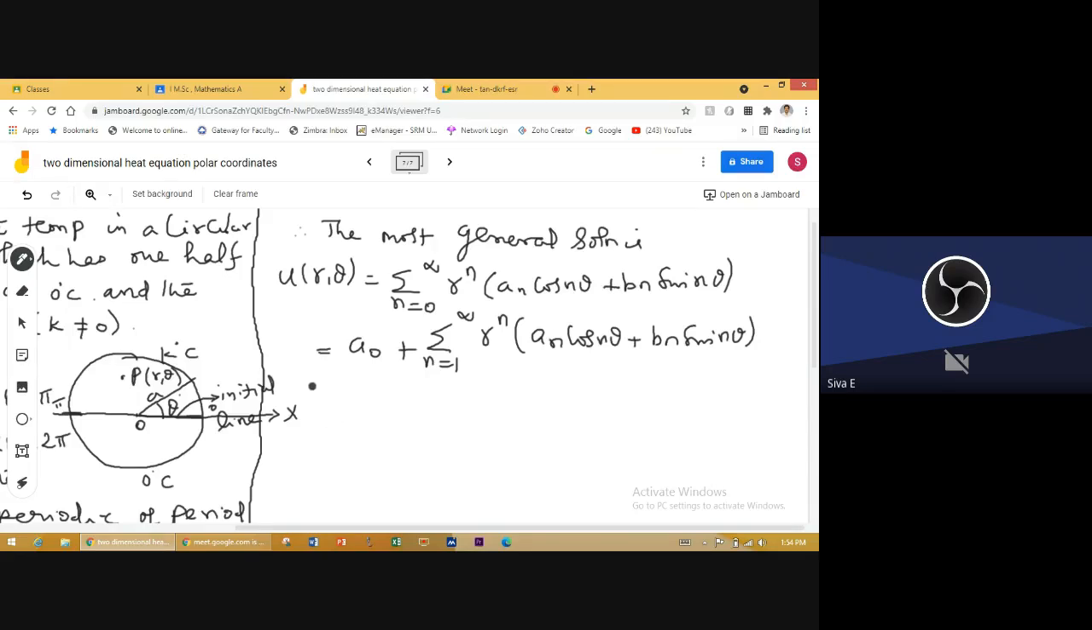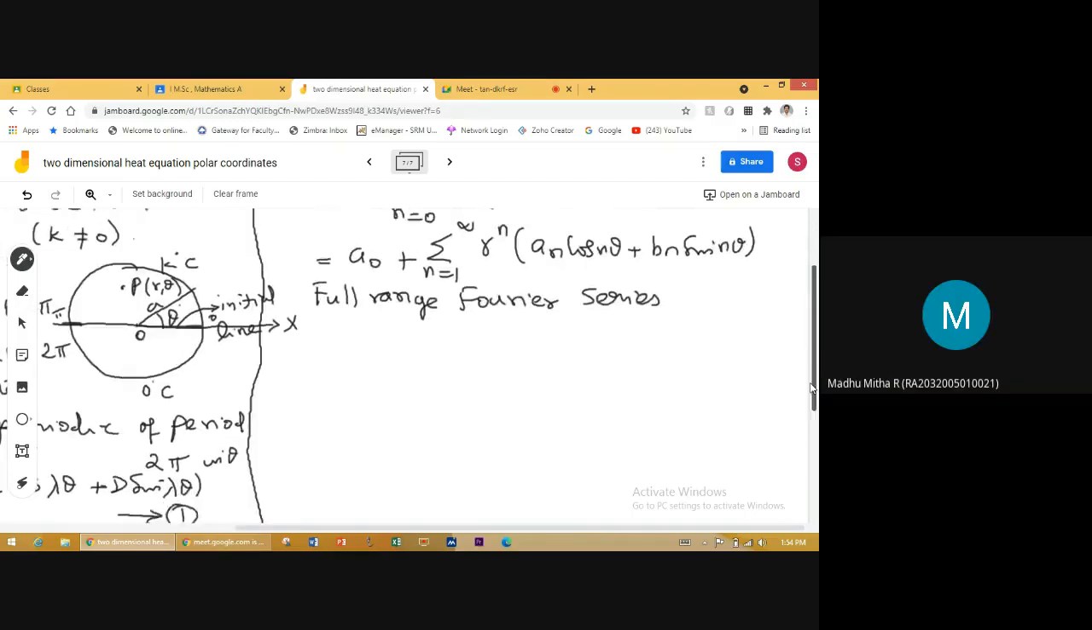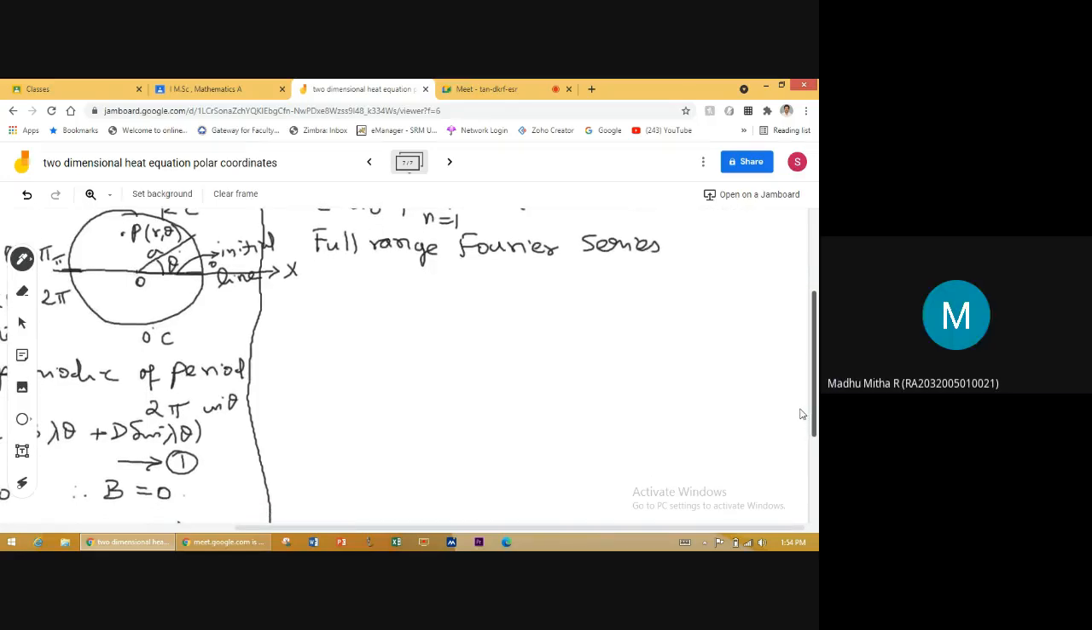So what is this? This is a full range Fourier series. What is the difference between half range and full range series? It is one important MCQ. When is the Fourier series said to be a full range Fourier series, and when is it said to be a half range Fourier series? Already I explained in the class. In full range Fourier series, sine term and cos term will be there, sir. In half range Fourier series, either sine term or cos term.